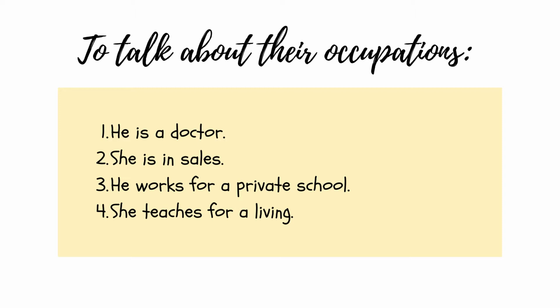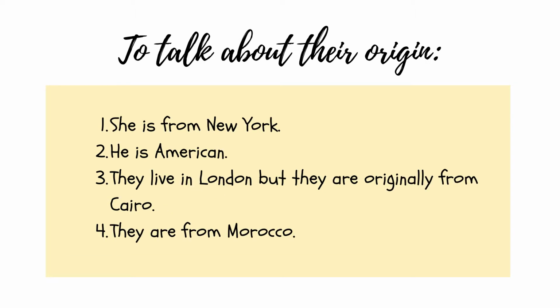He is a doctor. She is in sales. He works for a private school. She teaches for a living. To talk about their origin, use these expressions. She is from New York. He is American. They live in London but they are originally from Cairo. They are from Morocco.